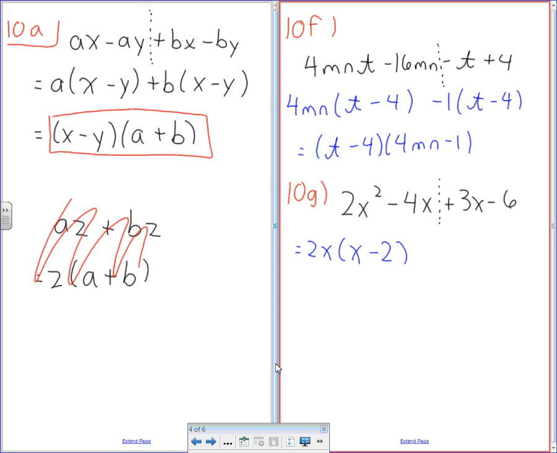Negative 4, both divide by 2, right? X squared and x both divide by x. And now I'm skipping you. Oh, you got a full note. Desiree, do you have a full note? Okay, Desiree. 3x and negative 6, what are both those numbers divided by? Yeah? Very good. They both divide by 3, so 3 minus 6 minus 2.